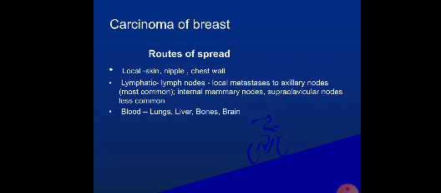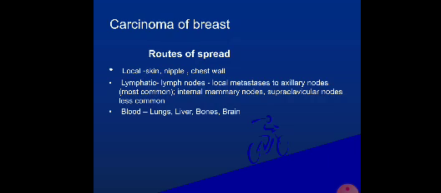What are the routes of spread of breast cancer? First, local spread. We already saw in various cases that it spreads to the skin directly, involves the nipple as in Paget's disease, and ulcerates over the surface. They involve the deeper chest wall. So local spread is outside to the skin and inside to the chest wall.